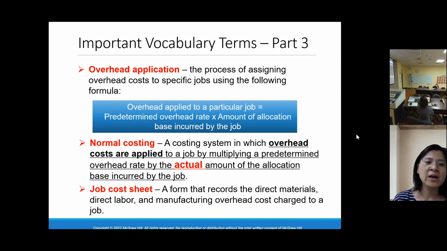And the last one is job cost sheet. That is a form to record the direct materials, the direct labor, and the manufacturing overhead costs charged to a job.